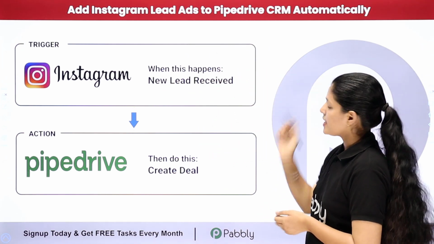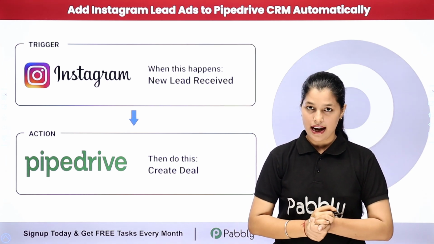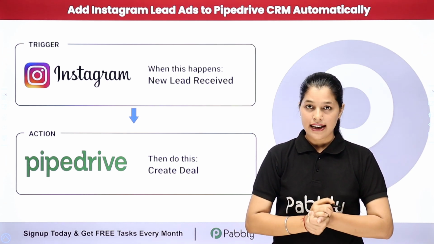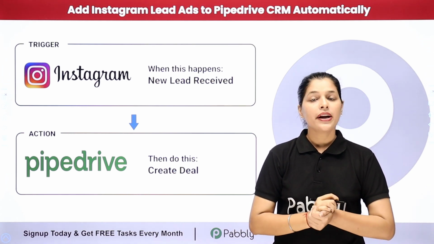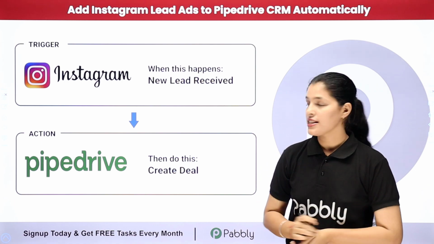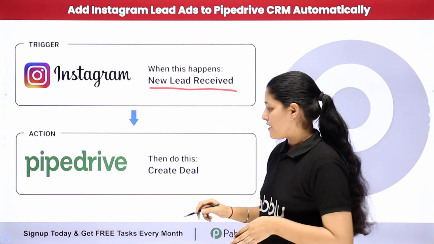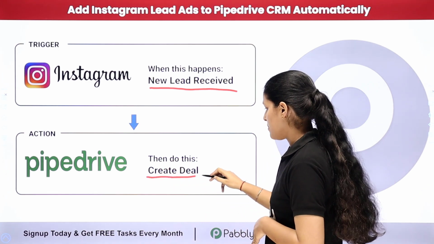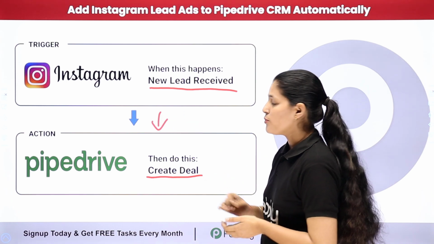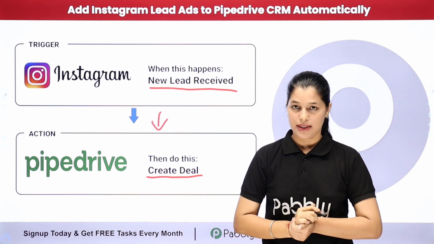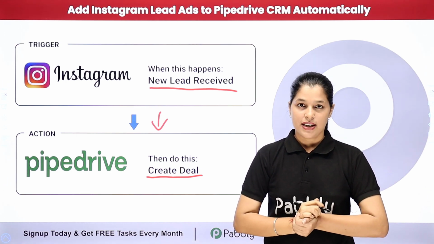In this video we are going to learn how to add Instagram lead ads to Pipedrive CRM automatically. As a business owner, when I receive a lead on Instagram lead ads, I am going to automatically add it as a deal on Pipedrive CRM, enhancing sales tracking. So my objective is, as soon as I receive a new lead on Instagram lead ads, I am going to automatically add it as a deal on Pipedrive CRM. For making the connection between Instagram and Pipedrive CRM, I am going to use a software called Pabbly Connect. So if you also want to build this automation, let me take you towards my screen.